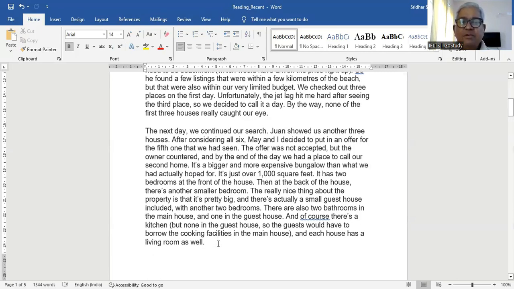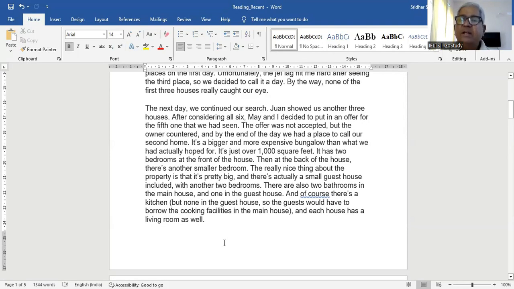By the way, none of the first three houses really caught our eye. The next day, we continued our search. Juan showed us another three houses. After considering all six, May and I decided to put in an offer for the fifth one that we had seen. The offer was not accepted, but the owner countered, and by the end of the day, we had a place to call our second home.